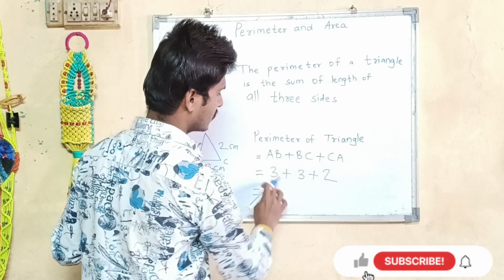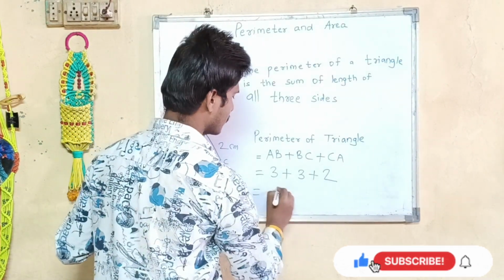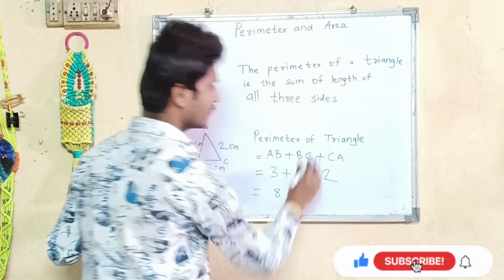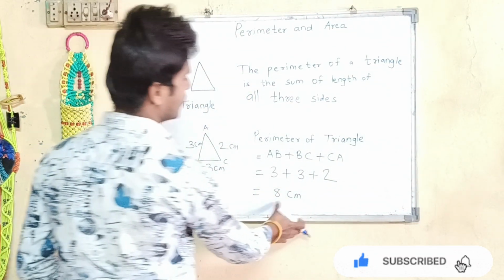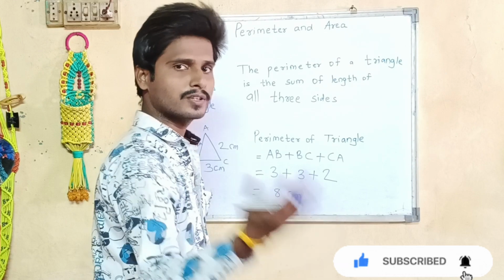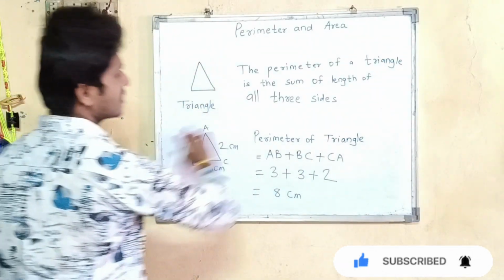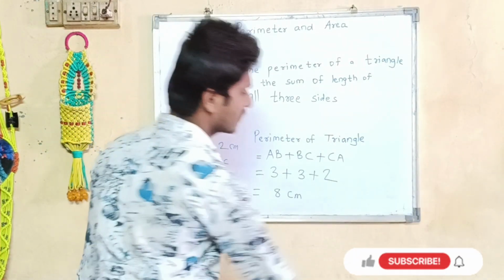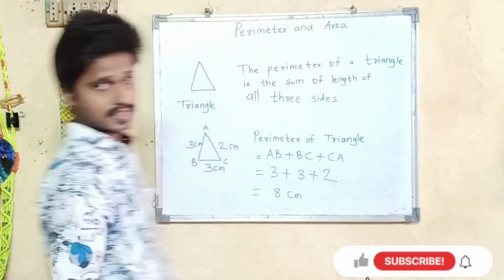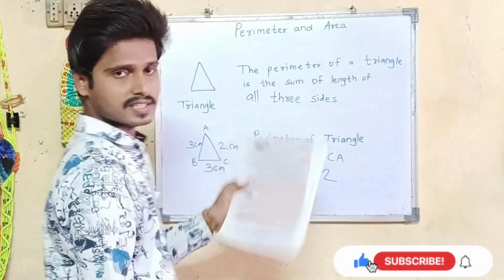Now I will find the total. So 3 plus 3 is 6, 6 plus 2 is 8. So what is the perimeter of the triangle? It is 8 centimeter. In this way, any figure will be given to you. You just have to add all the sides of that figure and you will get the perimeter of that given figure. Okay, so all the things are done.